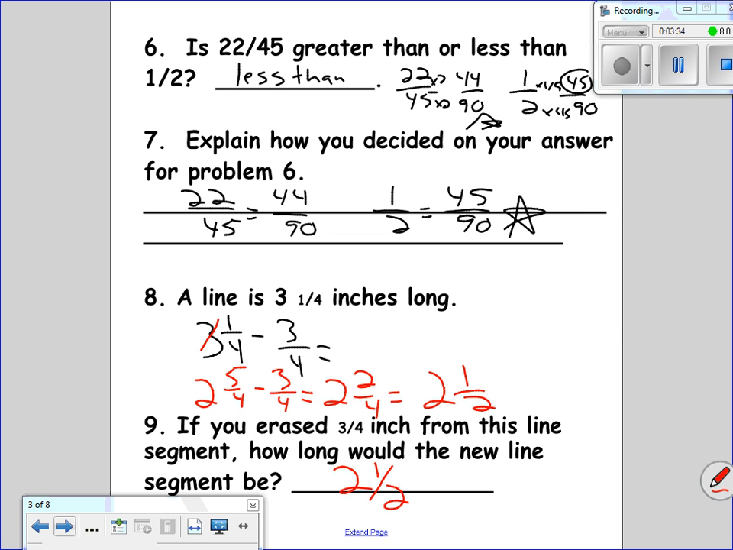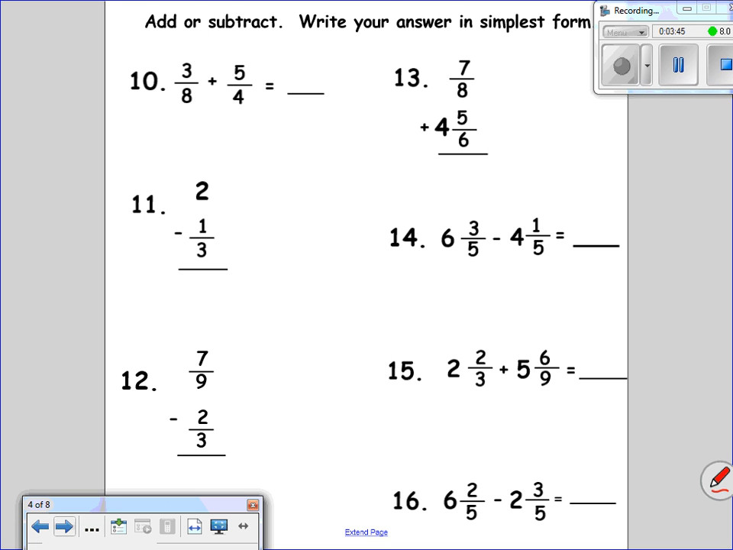Please keep in mind how I borrowed here. Because the 4 is the denominator, I was adding 4 over 4 plus 1/4. That's how I got 5/4. Let's keep cruising along here. Now we're adding fractions, okay? Common denominators. Let's take a look here.